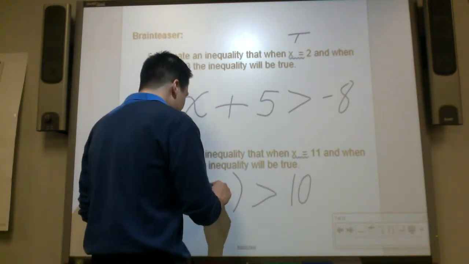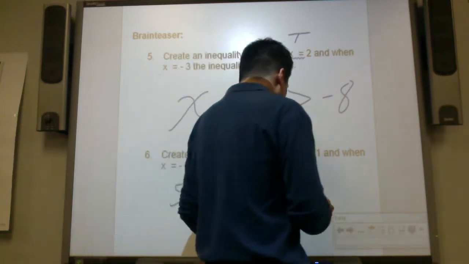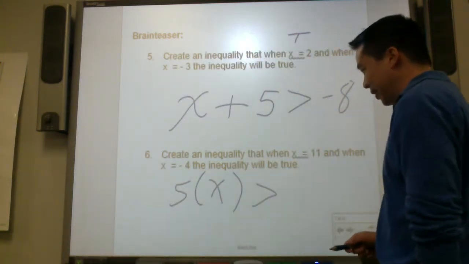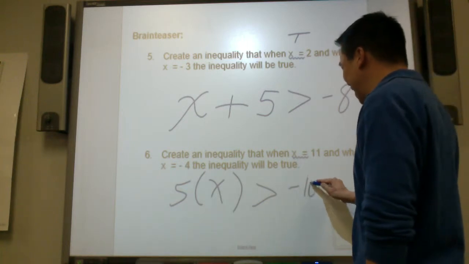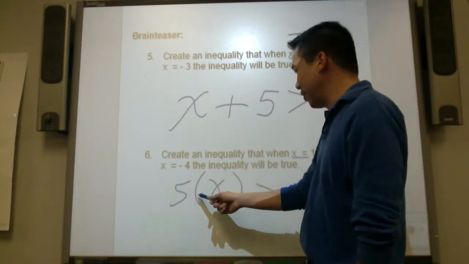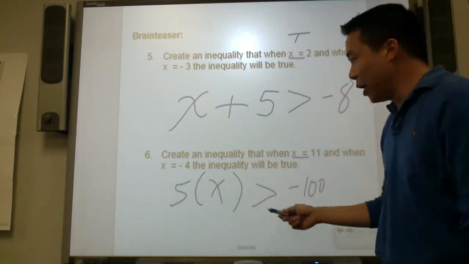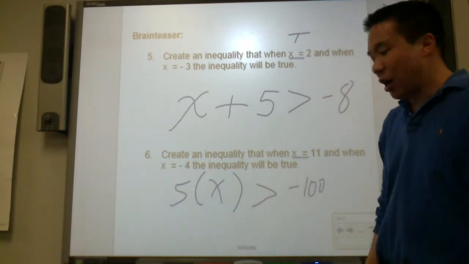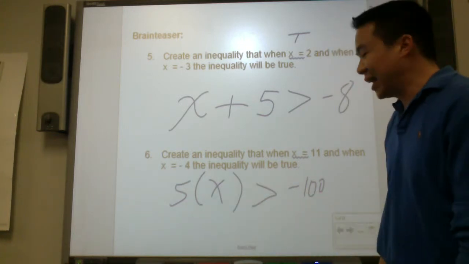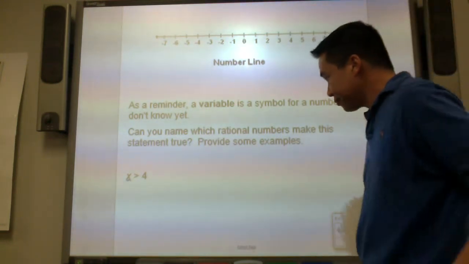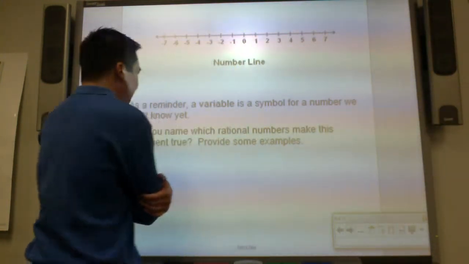So you know what? I'm going to still keep the x. I'm going to change this number to negative 100. Let's see if this works. If I replace the x with 11, 55 is greater than negative 100. But will 5 groups of negative 4, which is negative 20, be greater than negative 100? It is. All right, so now it's time to make it a little harder.